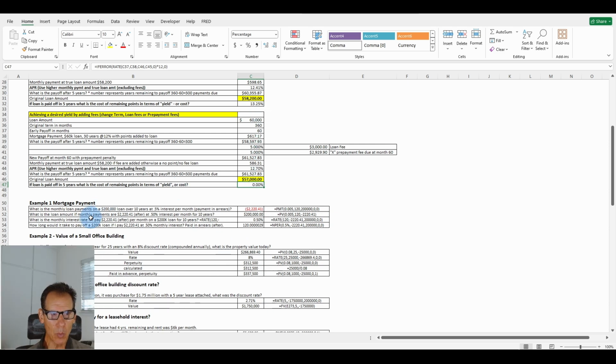Mortgage payments. What is the monthly loan payment on a 200,000 loan over 10 years at 5% interest per month? Payment in arrears. Okay, what do they mean by this? We got payment, 0.005, 120, 200 grand, zero. Okay, you could see that we used an interest rate. We didn't divide this by 12, so just keep that in mind.